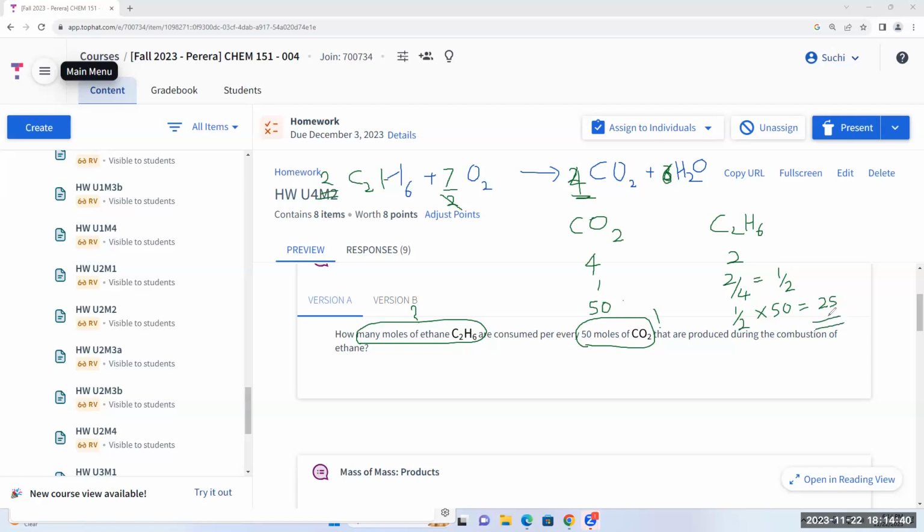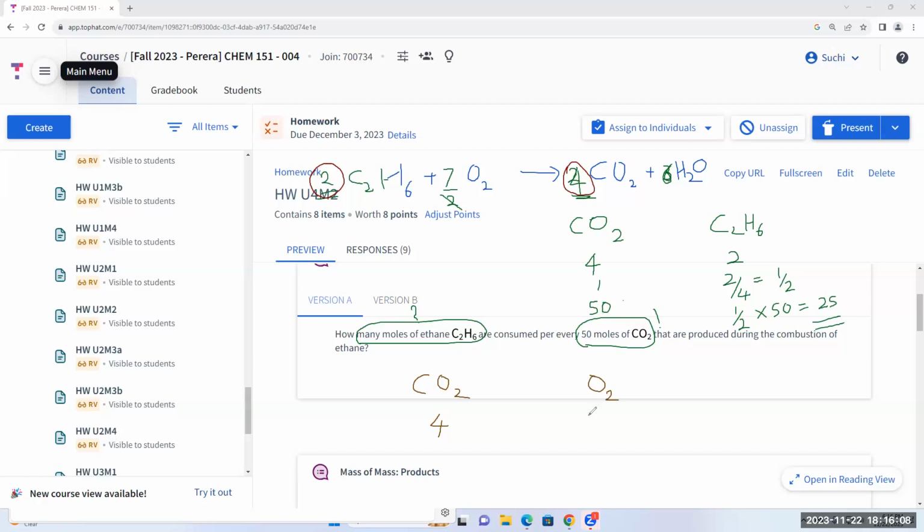One more time. To get 4, I need 2. How do I know this? From the balanced chemical equation, because in the balanced chemical equation, I have 4 in front of carbon dioxide. So here's CO2, the relationship between CO2 and O2. To get 4, I need how many O2 moles based on the balanced chemical equation?